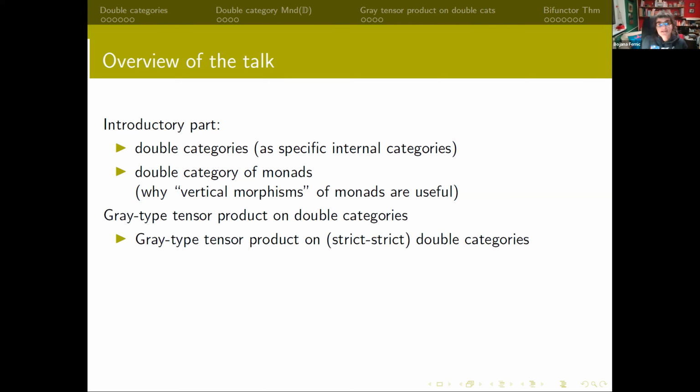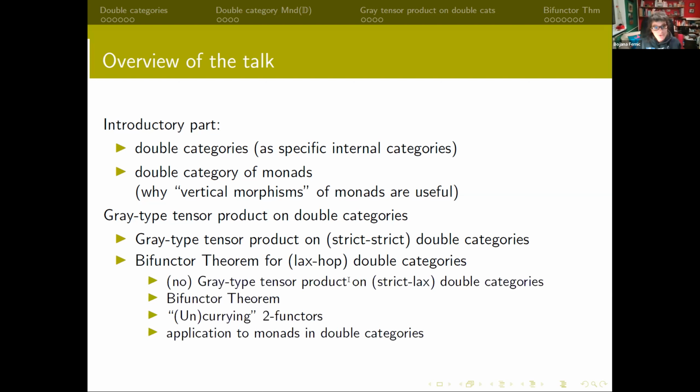And then the second part treats the Gray-type tensor product on double categories. This first item here is the Gray-type product in the category of double categories and double functors. I mean, strict in both cases. And this construction was due to Gabriella Böhm. And then comes this last part, which I call Bifunctor Theorem, where actually I will show a few different related results. And all this part was inspired by the recent work of Paul, Manuel, and Siqueira. They did this construction for 2-categories. Then I lifted it to double categories.